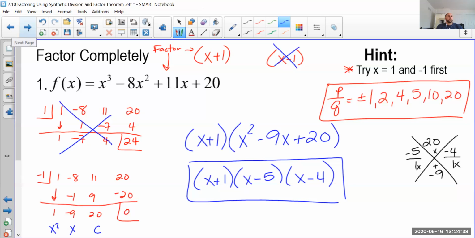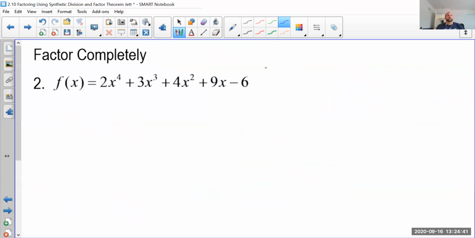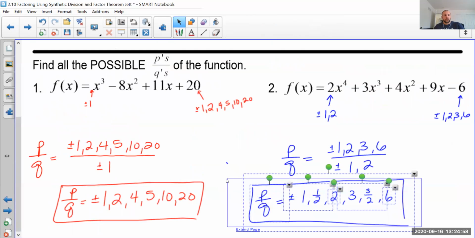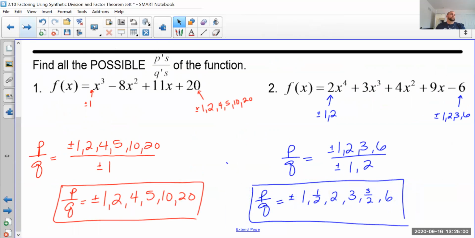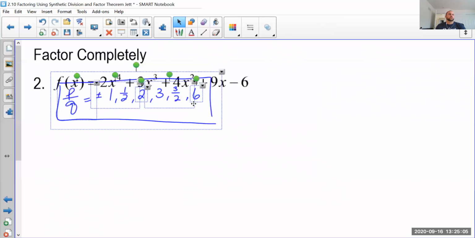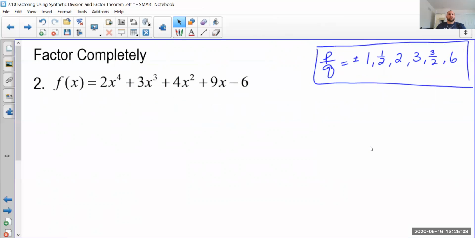All right, so next one. Notice here, we have 5 terms. There's no other thing that we can do here. We can't group because we have 5 terms. So I'm going to go back to that original problem we did, because this is the same one. I'm going to pull my P's over Q's over. Okay, so those are my P's over Q's. So now I'm just going to start trying things.